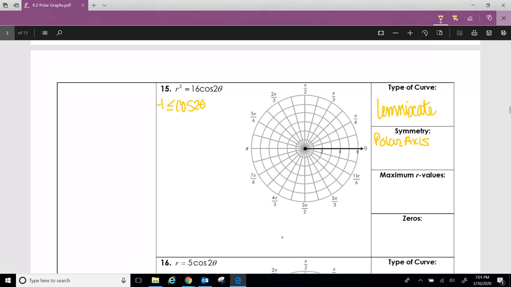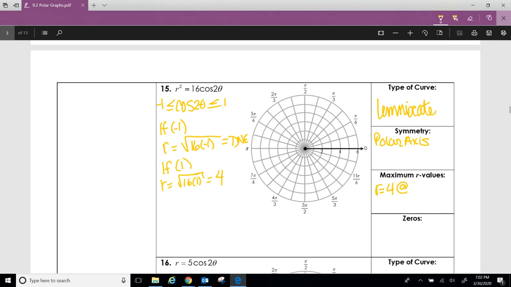All right, for our maximum r values, we know cosine 2 theta oscillates between -1 and 1. So if cosine 2 theta is -1, then be careful: this is r squared, so r becomes the square root of 16 times -1. Is that possible? No, this does not exist. And if cosine 2 theta is +1, r becomes the square root of 16 times 1. 16 times 1 is 16, and the square root of 16 is 4. So my maximum r value is going to be 4.